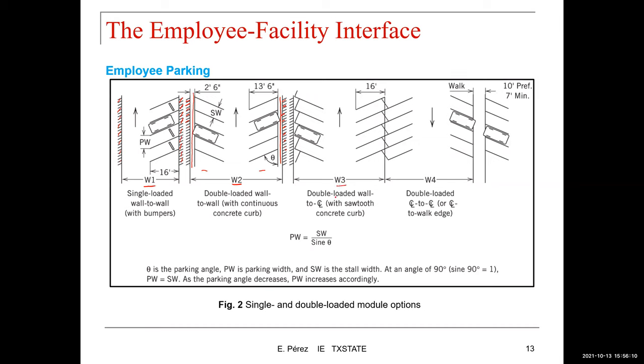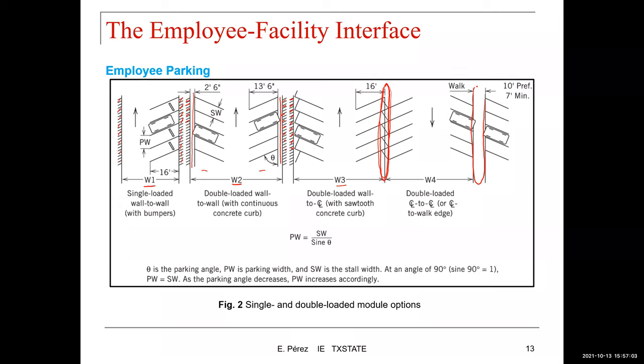W3 is double load wall to CL. So the wall is here. And then in this part, you see there's no wall. It's just lines for separation. So that saves you some space, will allow you to include more cars if you repeat this configuration multiple times. And then the double loaded walk to edge. So here's the same configuration, but you have this walk edge now between the lanes or in between the spaces in two separate lanes.